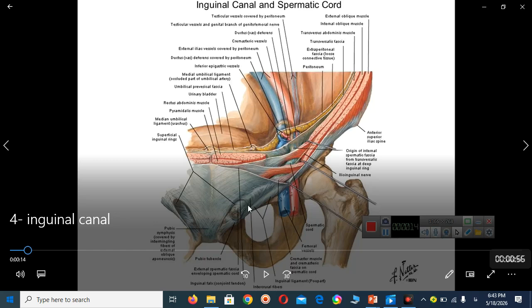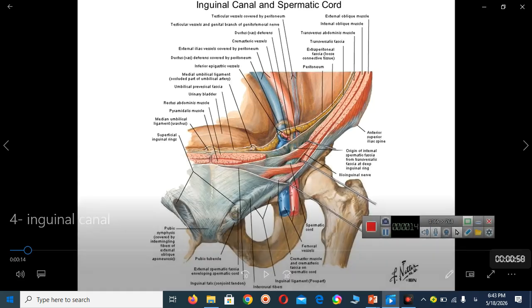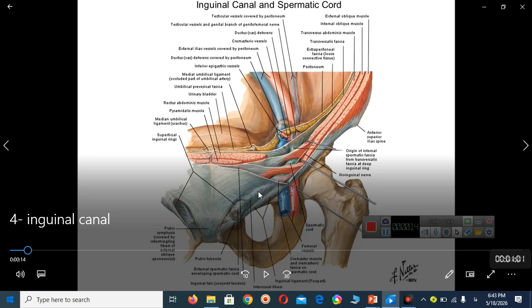I told you the inguinal canal has 4 walls. The anterior wall is here, from the aponeurosis of the external oblique. The inferior wall or floor is from the inguinal ligament. But the posterior wall is from the fascia transversalis and the parietal peritoneum.